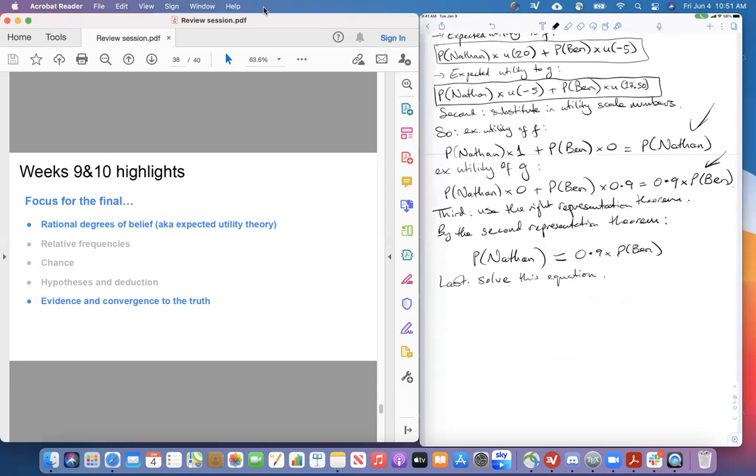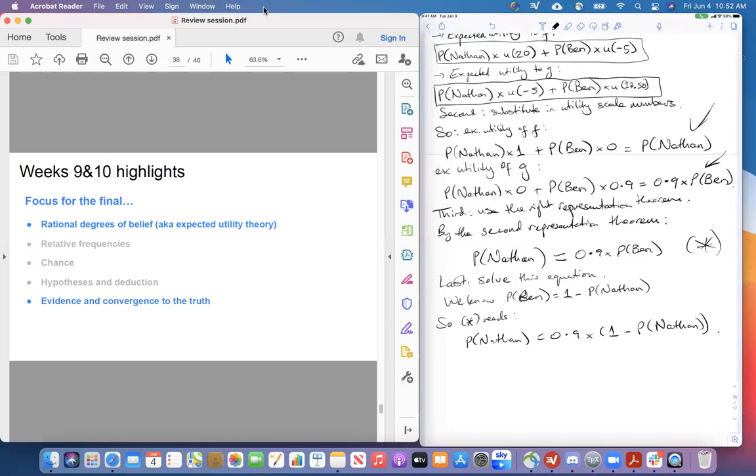We know that my degree of belief in Ben winning is 1 minus my degree of belief in Nathan winning, because there's only two of them in the match. I believe exactly one of them will win. So we substitute that into this. Let's call it star. So star reads, degree of belief in Nathan is 0.9 times 1 minus my degree of belief in Nathan.